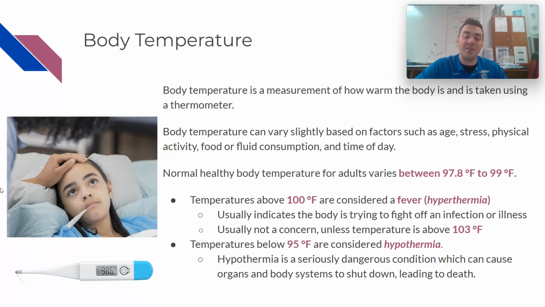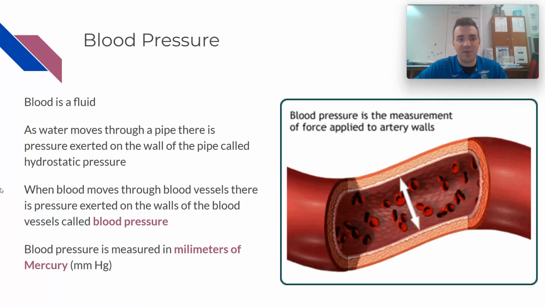Now, temperatures below 95 are considered hypothermia. Hypothermia, you've probably heard of as a danger of the winter, being out in the cold without proper equipment, without the proper head covering, coat, and all that kind of stuff, which is very, very dangerous. It could cause organs and body systems to shut down, leading to death. So we don't want the temperature too high, and we don't want it too low. Either is bad.